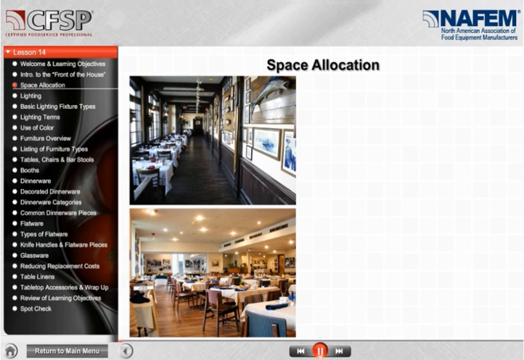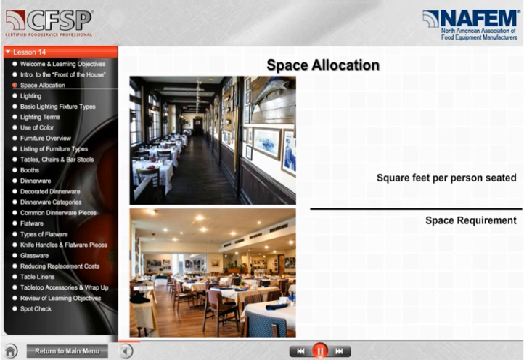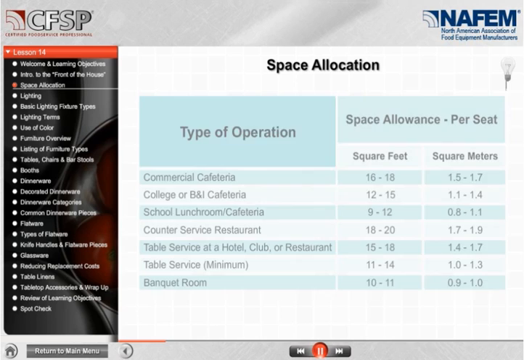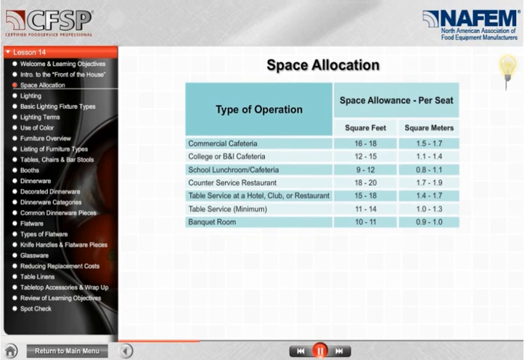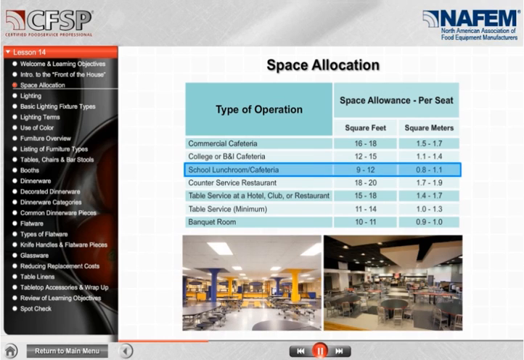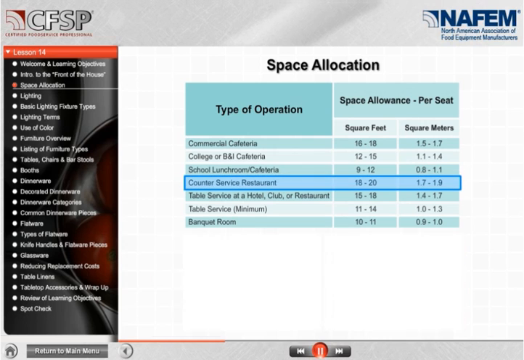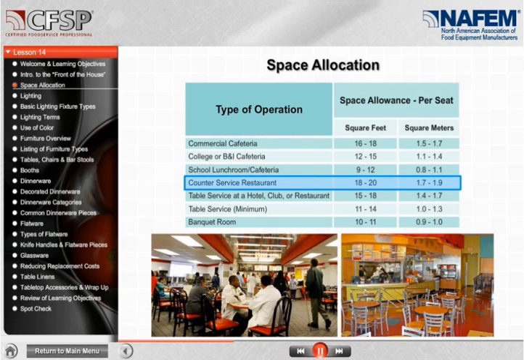Dining room space requirements are usually based on the number of square feet per person seated, multiplied by the number of persons seated at any one time. This table provides some generally accepted space allowances per seat for the various types of food service operations. As you can see, a lunch cafeteria requires only 9 to 12 square feet per student, while a counter service restaurant requires from 18 to 20 square feet per customer.